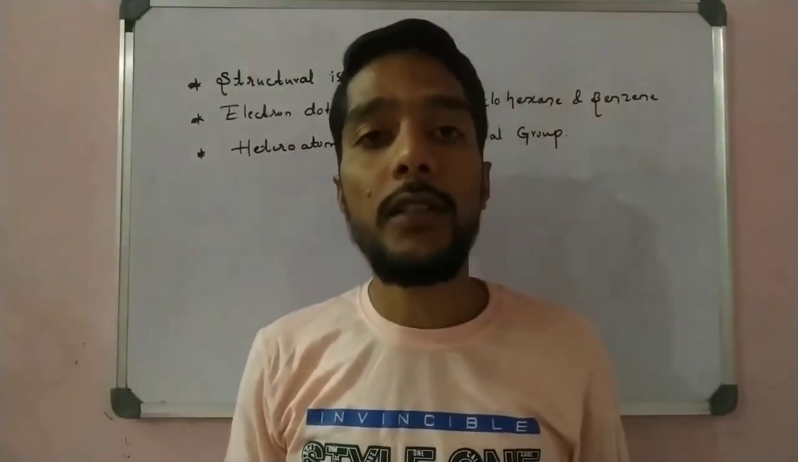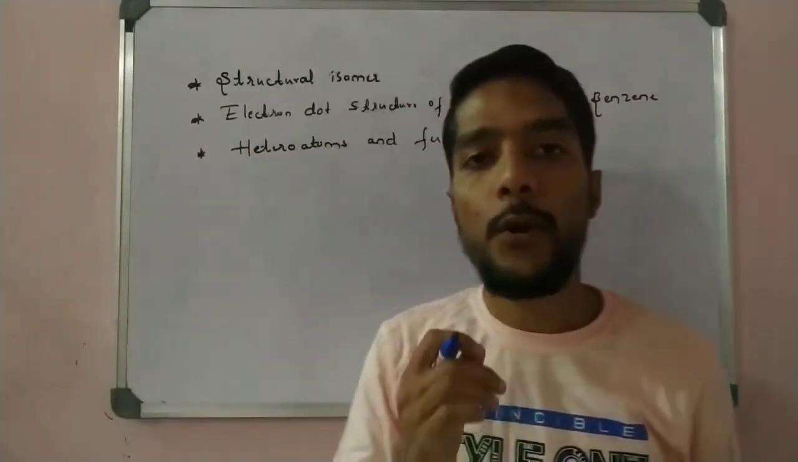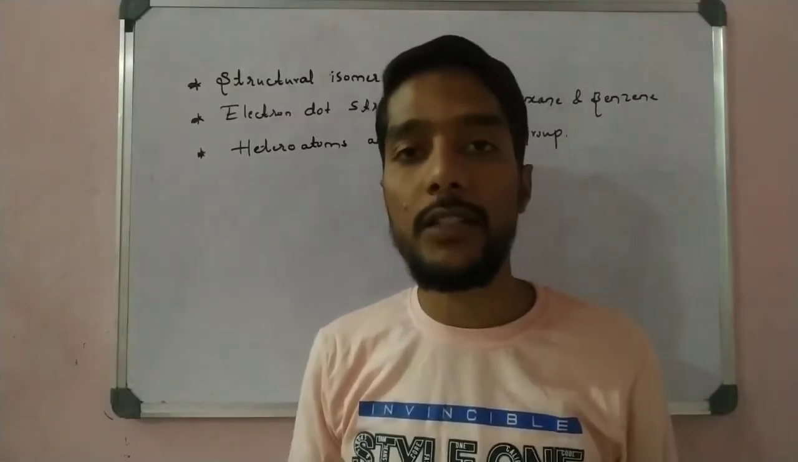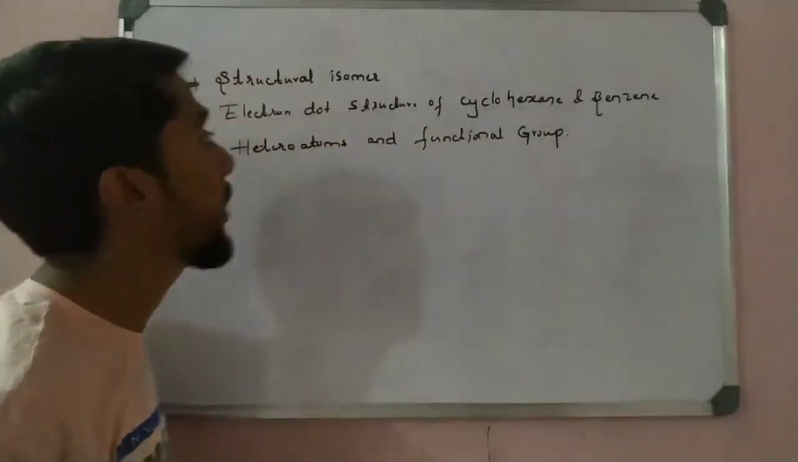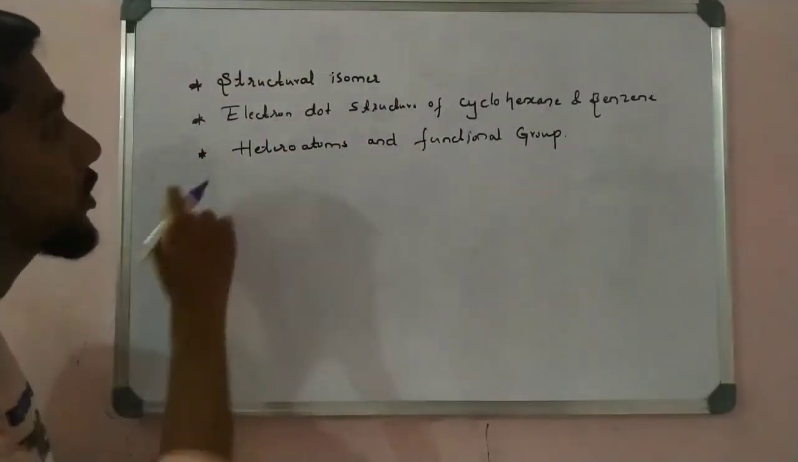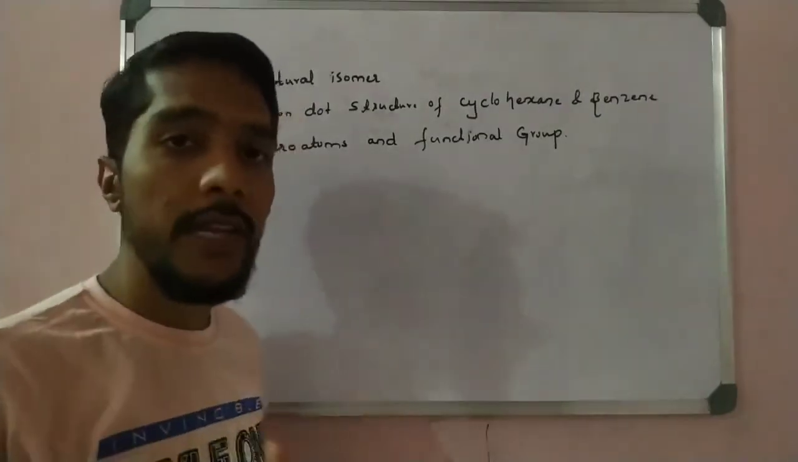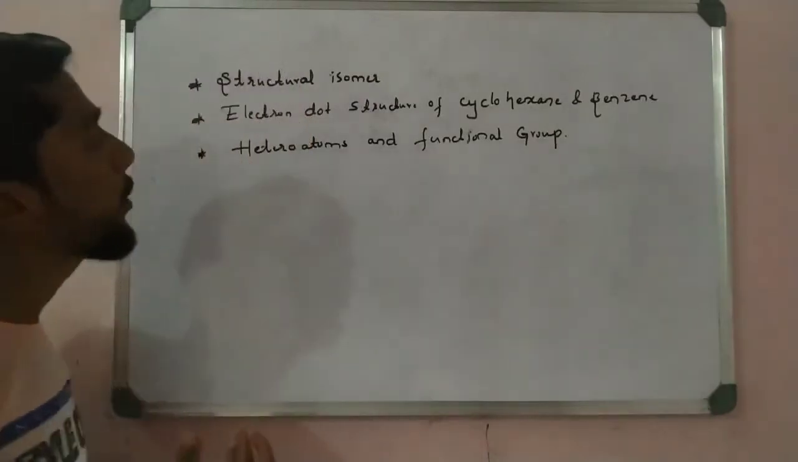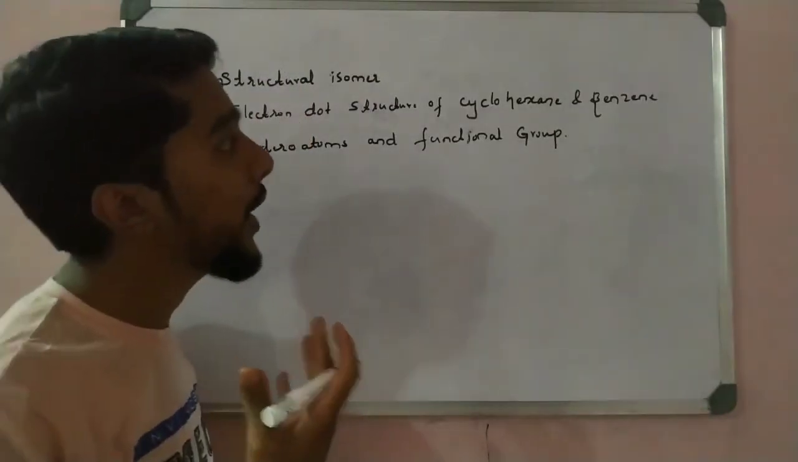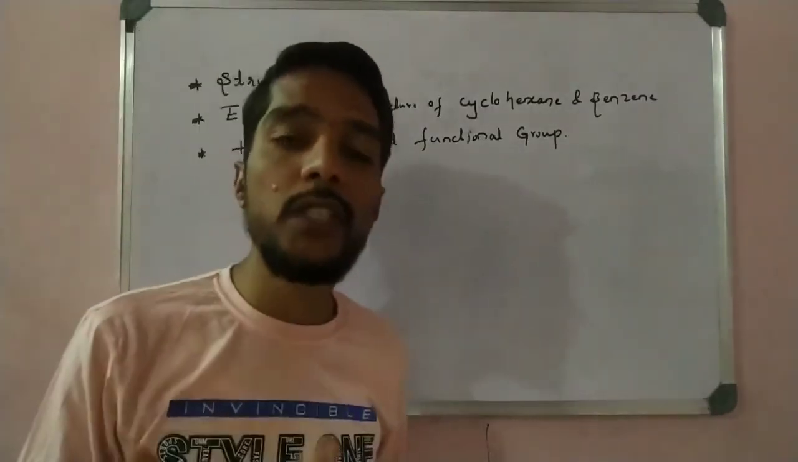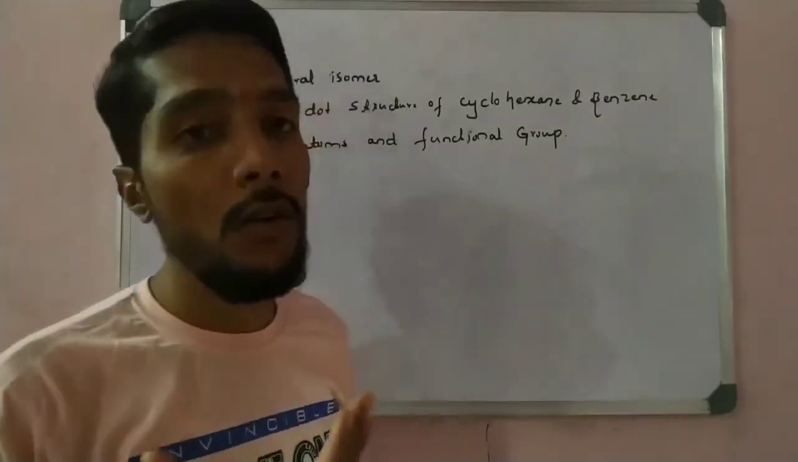Hi students, in this video we will learn about three very important concepts of the chapter Carbon and its Compounds. Number one is structural isomer, where we learn the definition of structural isomer with an example. The second point is the electron dot structure of cyclohexane and benzene. In the previous videos we learned about the electron dot structure.